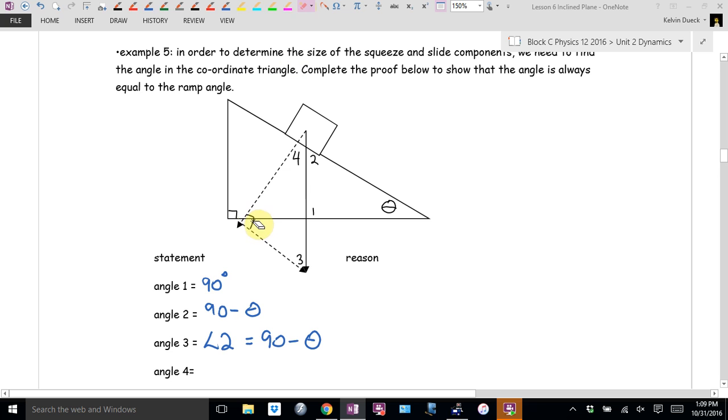How big is this angle right here? 90. So, here's my proof. If that's 90 and that's 90, and if that angle and that angle are the same, what can you tell me about these two angles? You're right. Angle 4 must be theta. So I'm not going to prove that again.